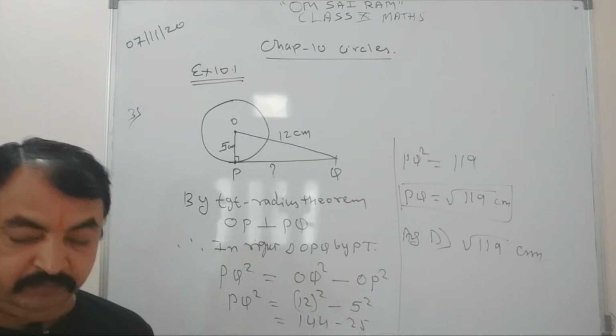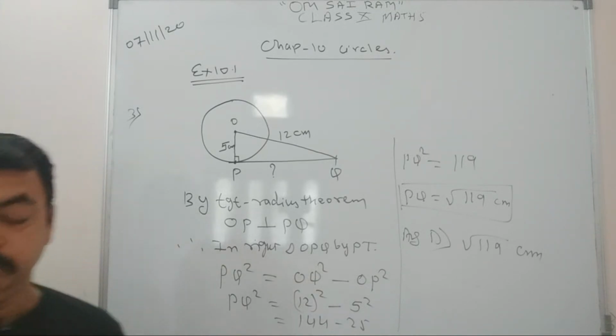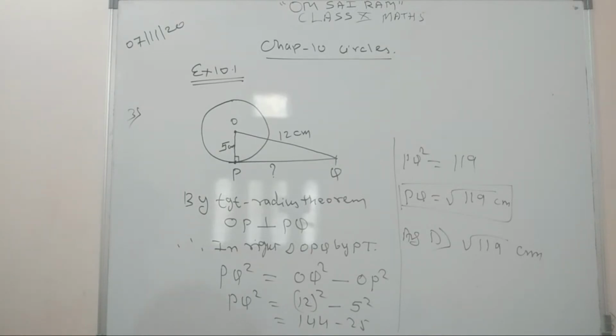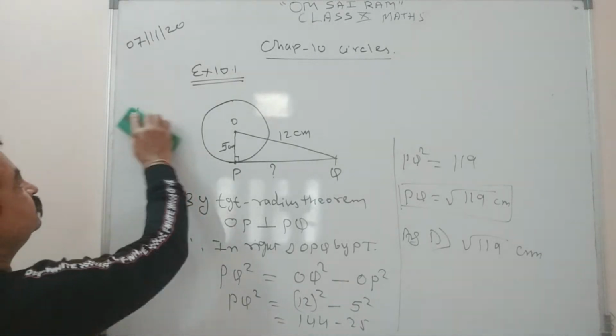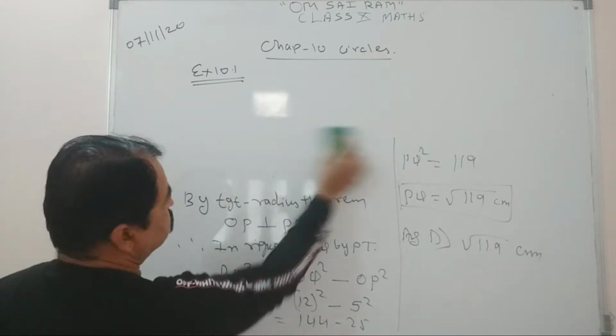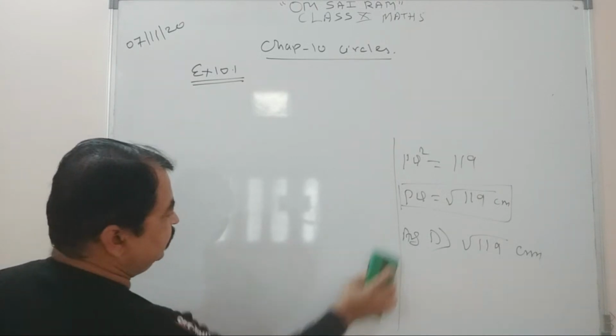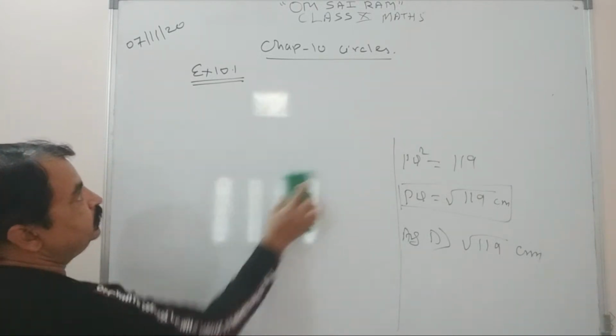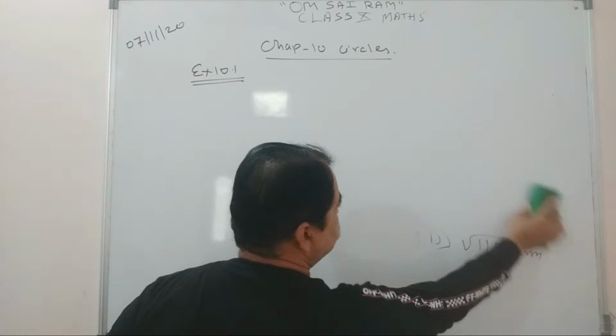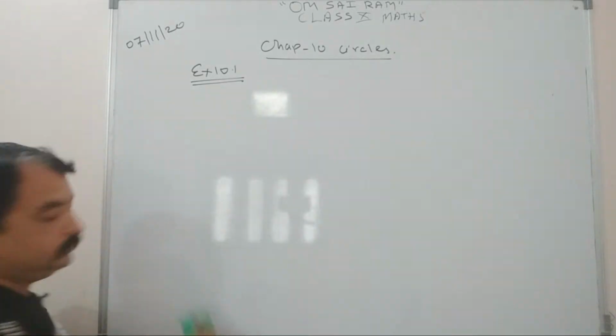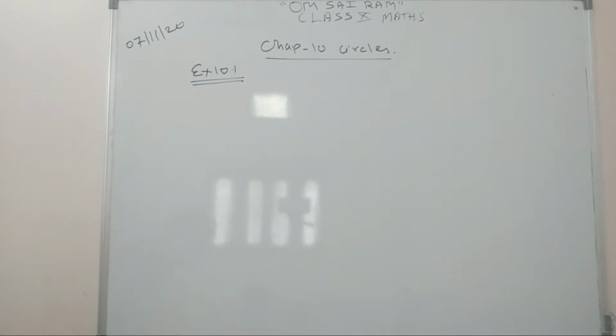In the next question, what we have to do? We have to read the question carefully and we have to draw the figure, that is the diagram. What does the question say, children, here? See, first I'll clean this part to get the space and then I'll show you the figure for question number 4, children. Okay? What does this question say, children? Let's see.